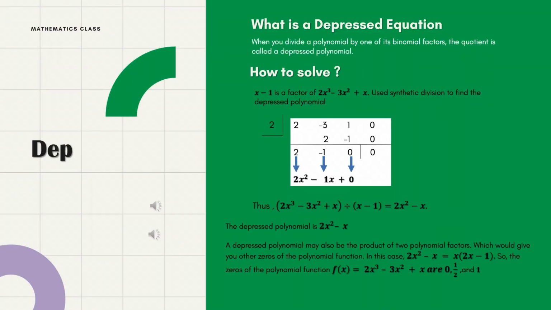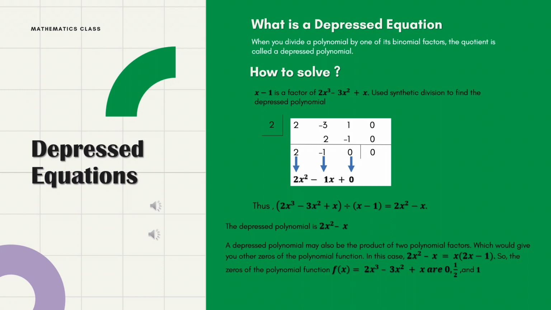So what is a depressed equation? When you divide a polynomial by one of its binomial factors, the quotient is called a depressed polynomial. How to solve using a depressed equation? Use synthetic division to find the depressed polynomial. From the solution, we know that 2x cubed minus 3x squared plus x are put into the division box.